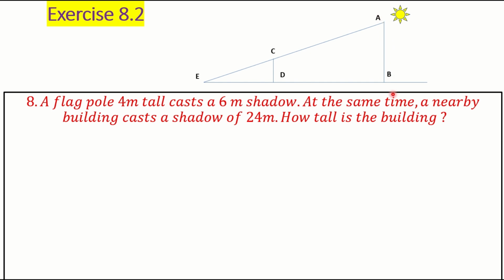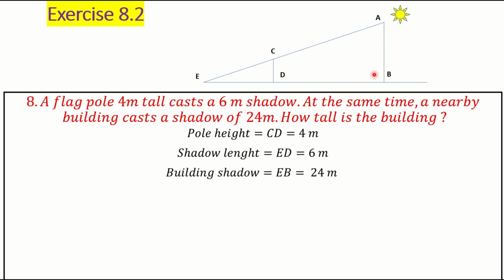Now we need to find out the AB value. This is the height of the building, correct? So the pole height is CD and the shadow height is ED, which is equal to 6 meters, the pole shadow, that is. The building shadow is EB, which is 24 meters, okay. Now we need AB.